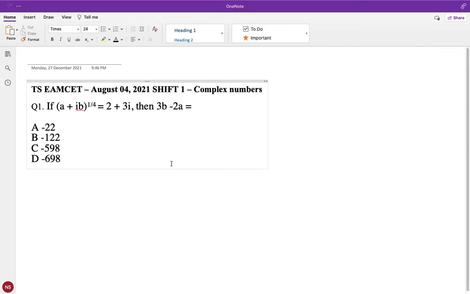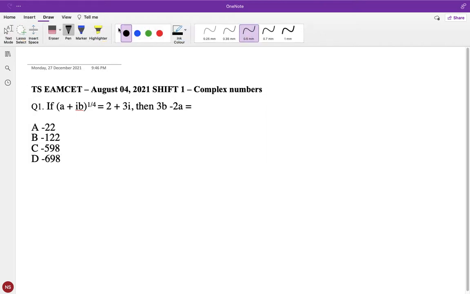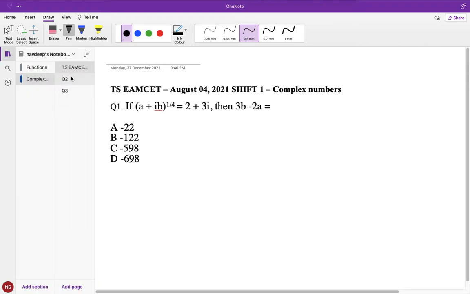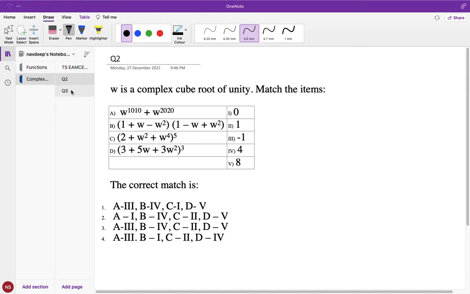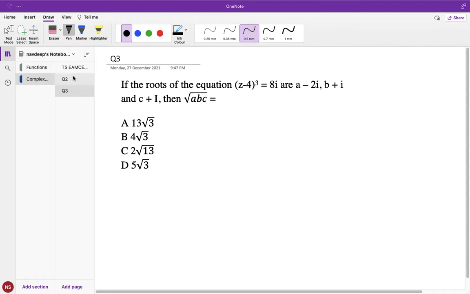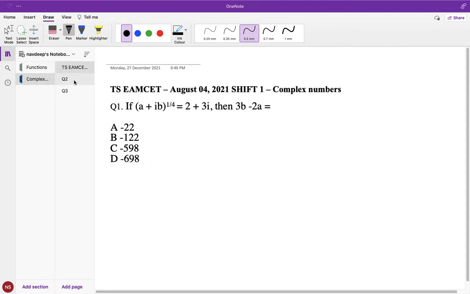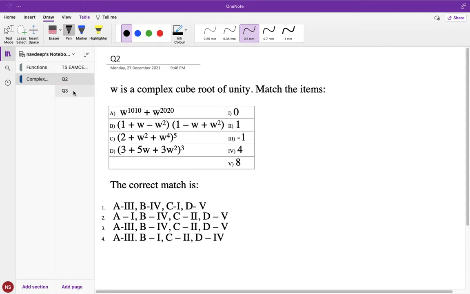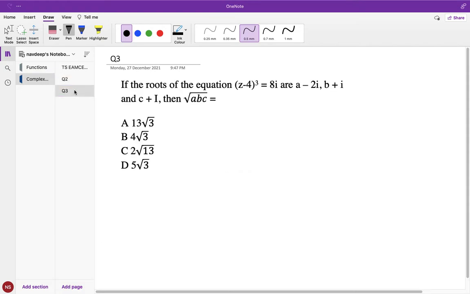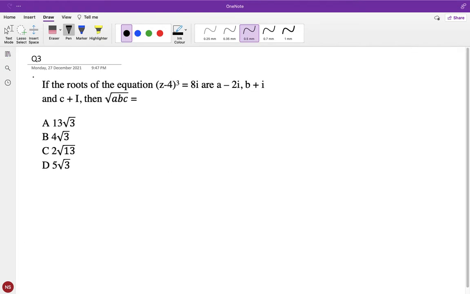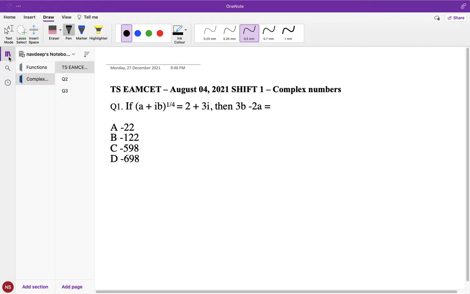In this video, I will be covering August 4, 2021, Shift 1, complex numbers. Three problems were asked. If you will see this first one, second, and third. First is just a routine question, second is cube root of unity, third is another easy routine question. So, let us start with the first one.